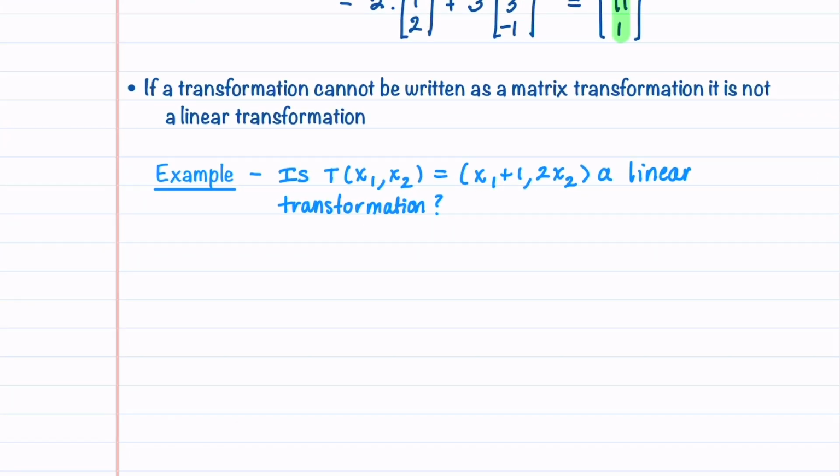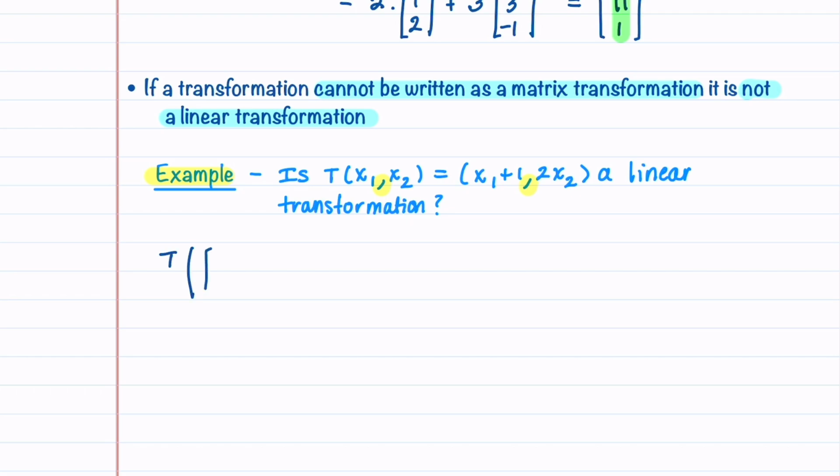Let's look at one more fact about linear transformations. If a transformation cannot be written as a matrix transformation, it is not a linear transformation. Let's use this example to better understand that fact. Let's begin by writing this transformation in vector notation. Notice the entries in each vector are separated by a comma. Our transformation in vector notation looks like this.